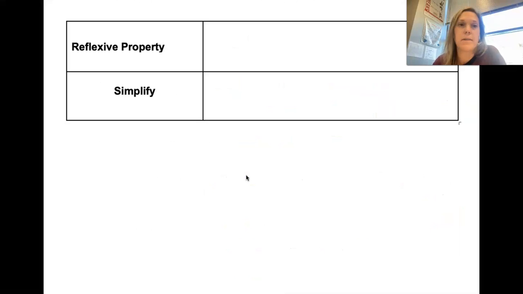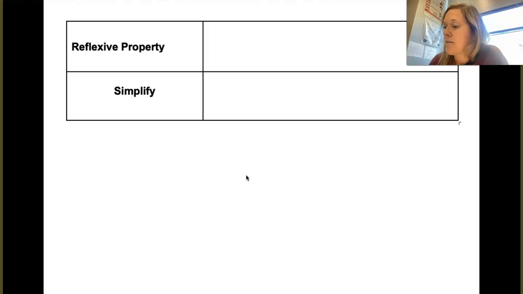Oops, missed one yet. Reflexive property. The reflexive property just tells us that A is equal to itself. That's all your reflexive property is. So for the reflexive property, think about your reflection. You look at yourself in the mirror, so you see yourself.